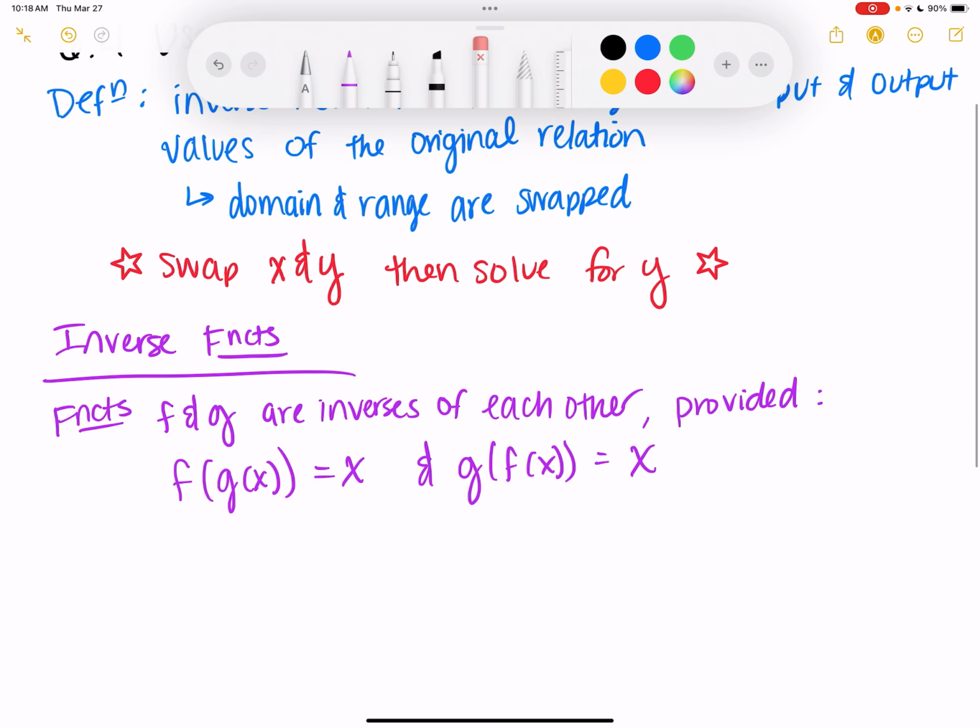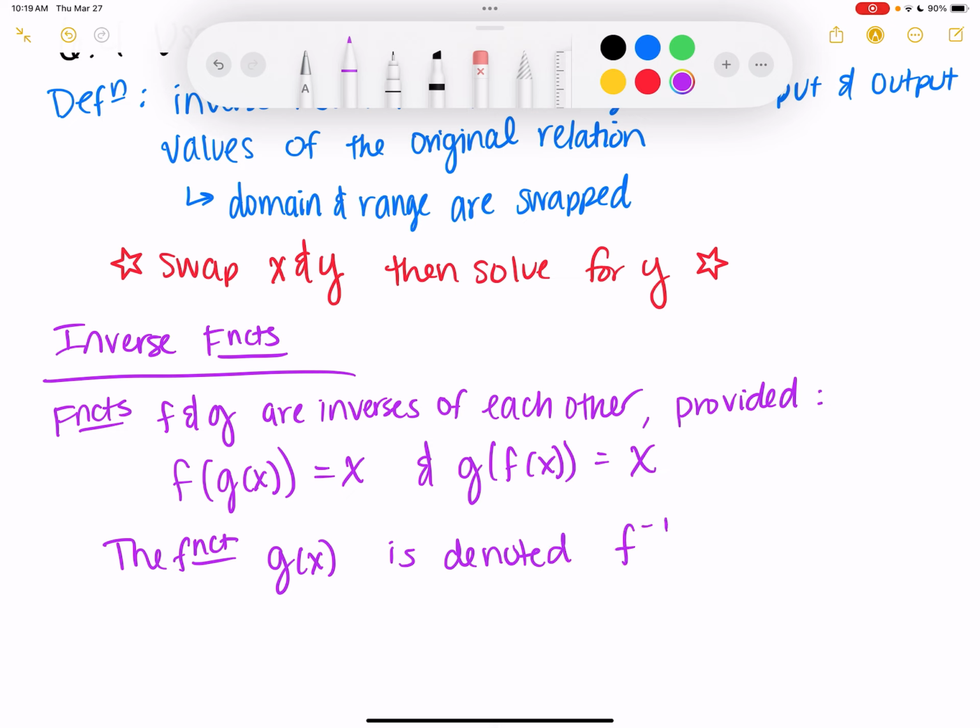Now, obviously I have f of g of x. The function g of x is denoted f to the negative 1 of x, which is read as f inverse. Just like when we did the inverse trig and we had sine to the negative 1, we were saying that's inverse sine. Now, don't say arc f like we said arc sine. This is inverse.